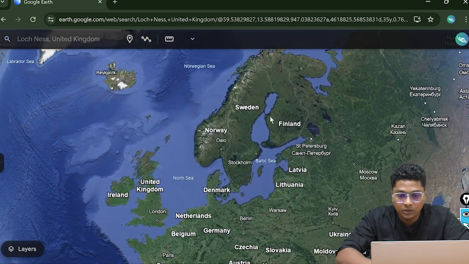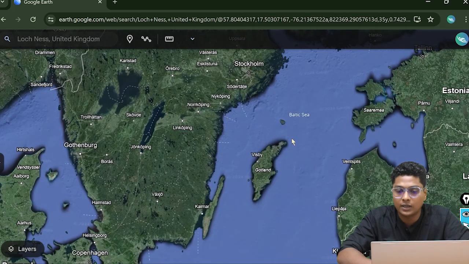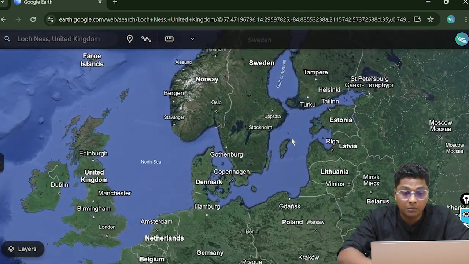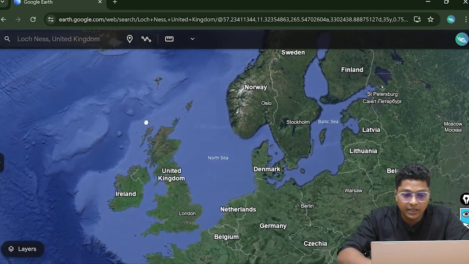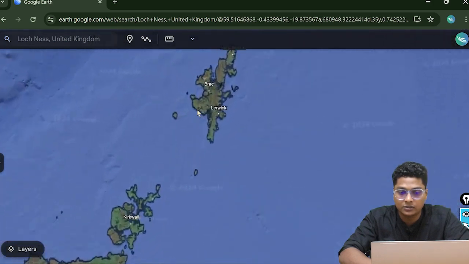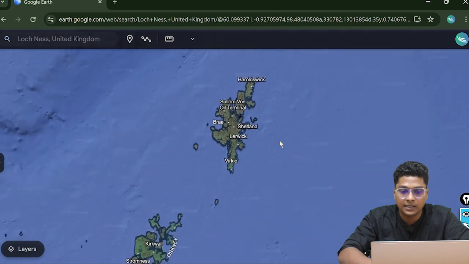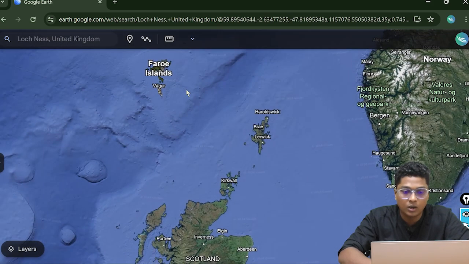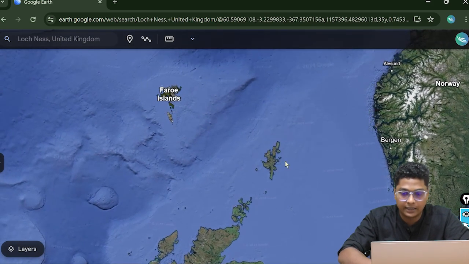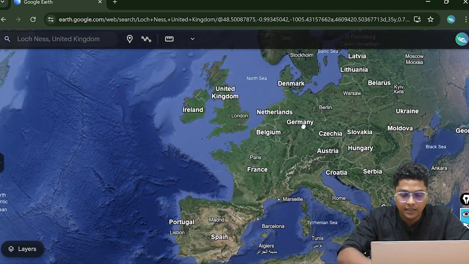Then coming further south, this is the Baltic Sea, and here you can see this particular island, Gotland, the largest island in the Baltic Sea. Then coming towards here, this is the UK, and this island stretch here is the Shetland Islands. Then we also have the Faroe Islands, located here. These are the major islands in the northern part.